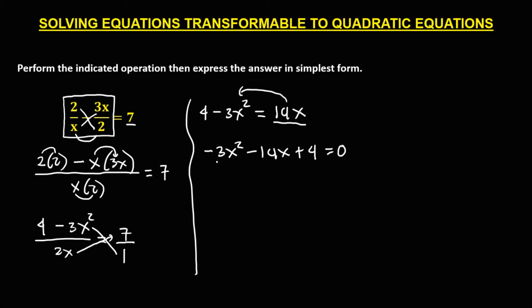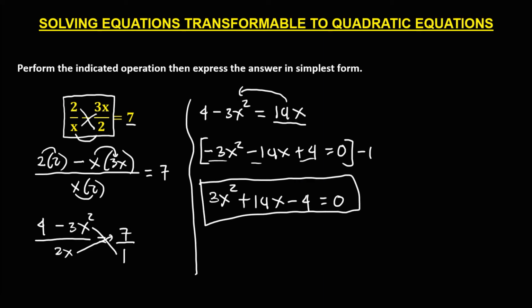Then since the first term is negative, we need to multiply this whole equation by negative 1. So therefore, this negative 3x squared becomes positive 3x squared. This negative 14x becomes positive 14x, and this positive 4 becomes negative 4, then equals 0. So this is now the quadratic equation.